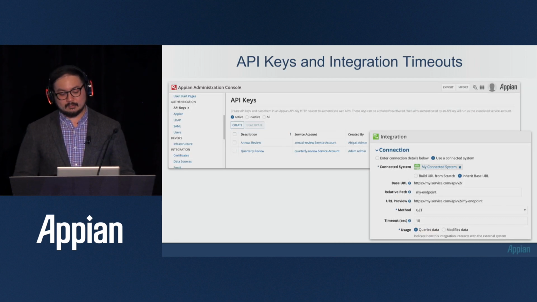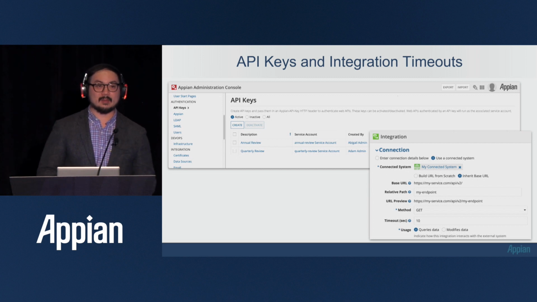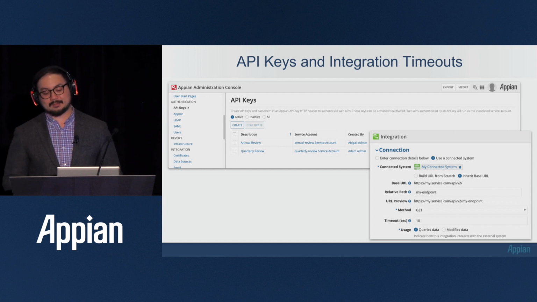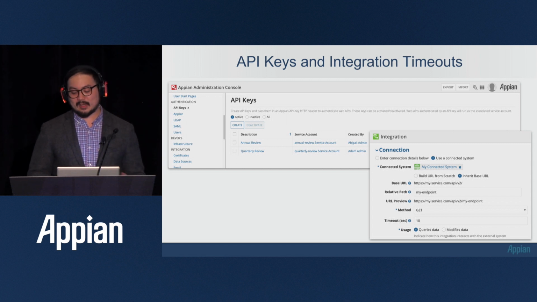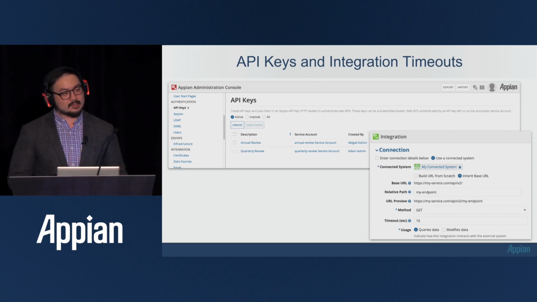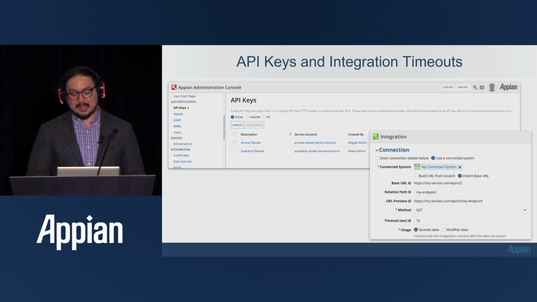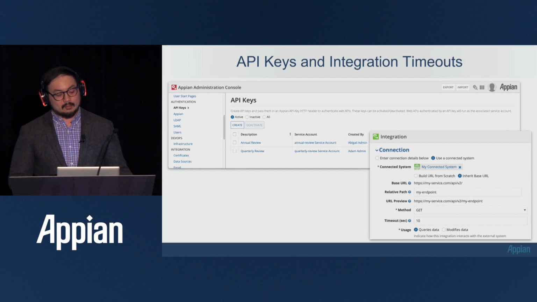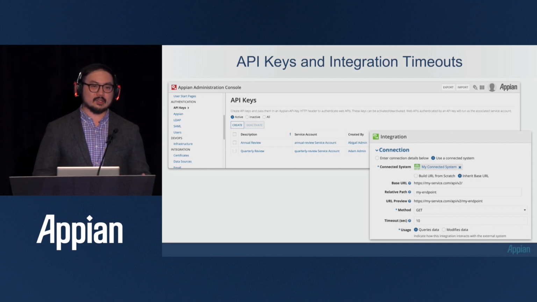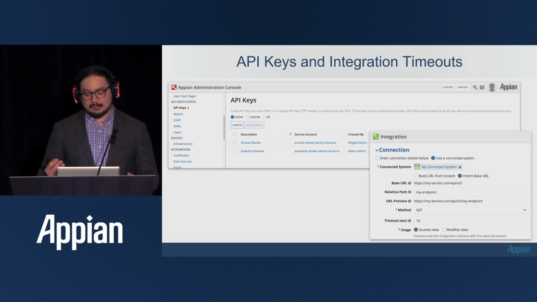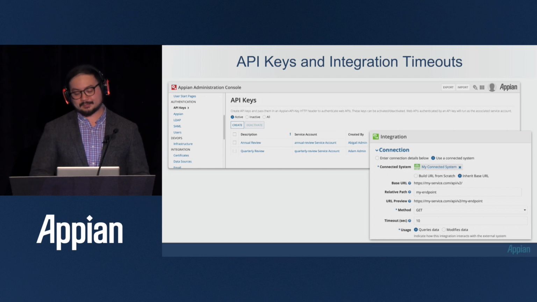Next, we have API keys and integration timeouts. So for the first time, you can authenticate calls to Appian Web APIs using API keys. Now this is pretty awesome because API keys don't automatically expire, so you don't need rotating credentials, and they can make Web API calls up to 10 times faster. Now with the integration timeouts, you can set a timeout for your integration, so that if you have something that's starting to take a little longer, you can halt that without it taking down anything else.